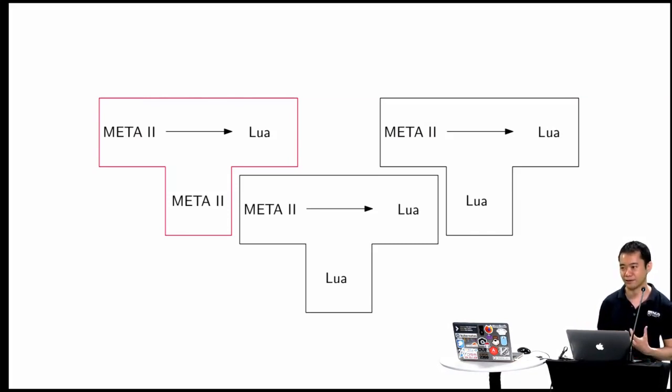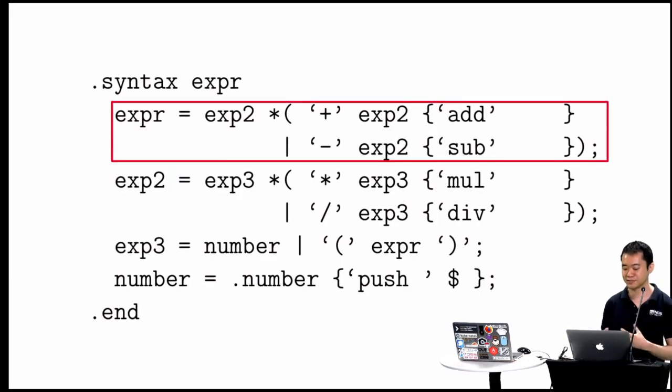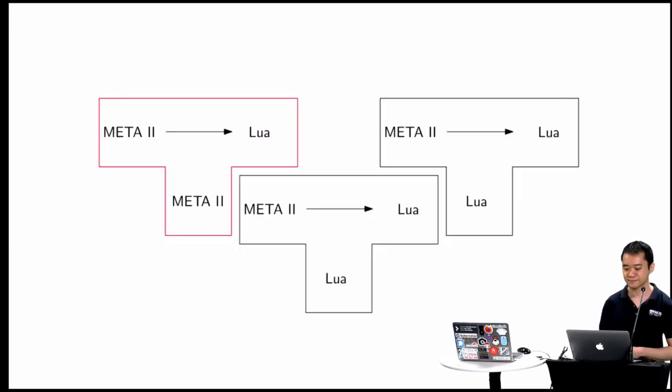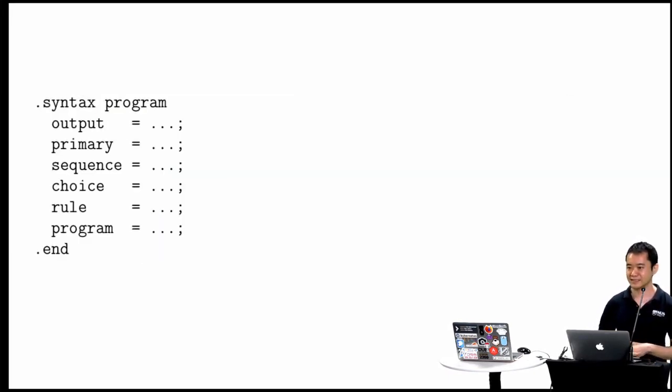So let's look at how we will write this Meta2 to Lua, right? If you recall, we just learned Meta2 right here. Meta2 is this syntax, looks something like this. We're going to convert this syntax into Lua code now. This is going to be slightly more complicated than before. We're still going to have the general structure, right? .syntax, program, and so on. And there are going to be 6 rules or 6 equations to do this transformation. So we'll go through them one by one.